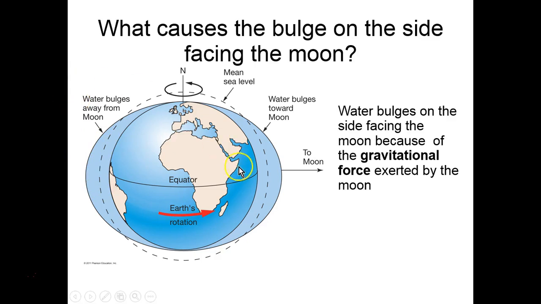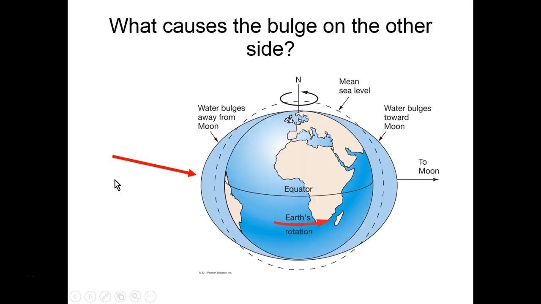And so, if the bulge is over here, then that means that everyone or anything that's over here is experiencing high tide, and everything that is where the bulge is not, down here, is experiencing a low tide. Okay? If you're over here, you're also experiencing a high tide.